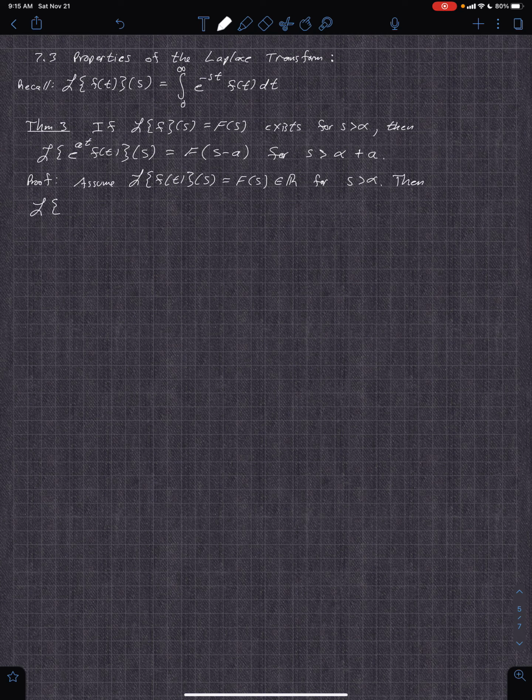7.3 is on properties of Laplace transforms. So we'll go over a few theorems and proofs, a couple examples. So I just wrote down the Laplace transform right here, how it's defined, of course.